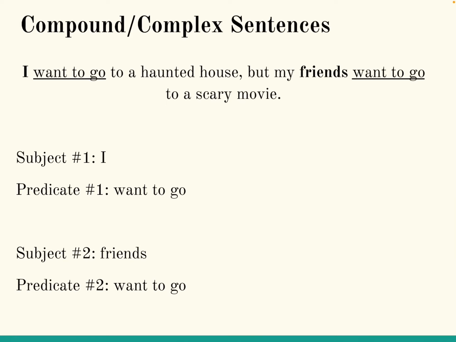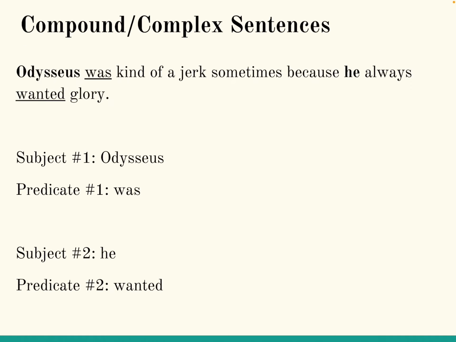Now, in compound and complex sentences, where we start bridging small little fragments together to create better and more interesting writing, you can have more than one subject and more than one predicate. So, for example, I want to go to a haunted house, but my friends want to go to a scary movie. In the first part of this sentence, I is my subject, want to go is my predicate verb phrase. In the second part of my sentence, friends is my subject, want to go is my verb phrase. Okay, so you can have multiple ones, and we're going to recap how those are divided up in just a moment.